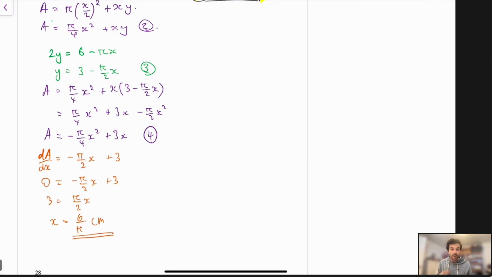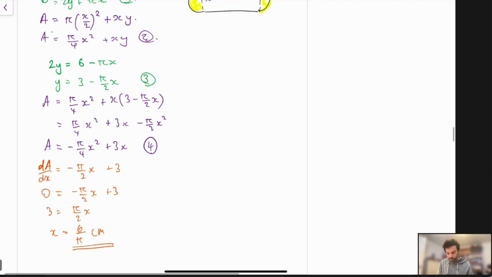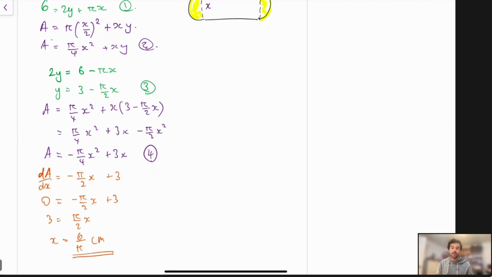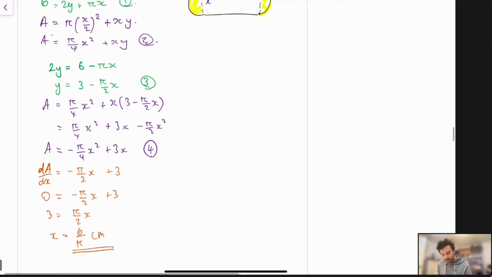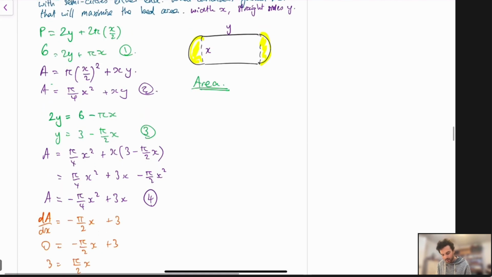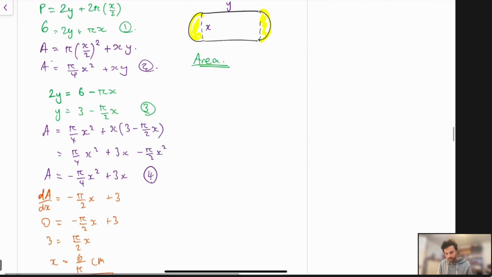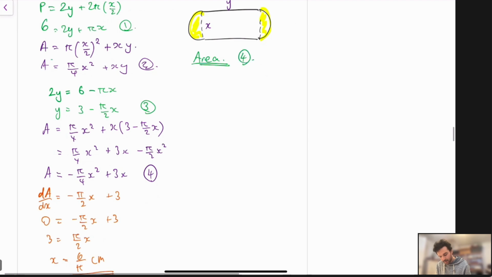Now our next step is to work out the dimensions of this garden bed. We know this is going to be a maximum because it's a negative parabola. So our next step is to simply find what y is and then what the area is. Let's find out what the area is firstly, and we can use our equation. Where is it? Equation 4.